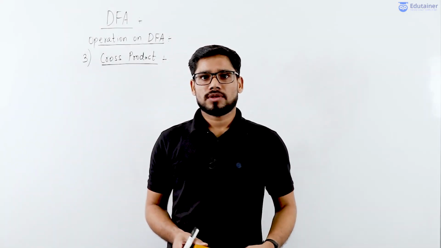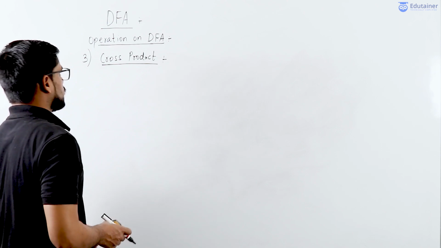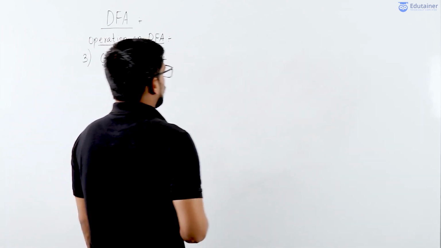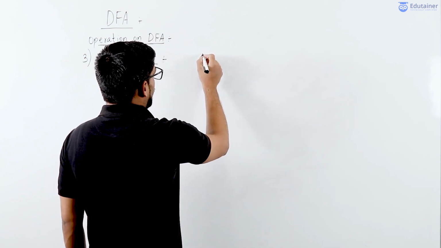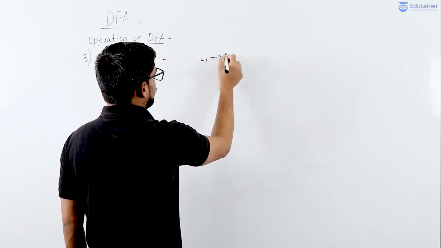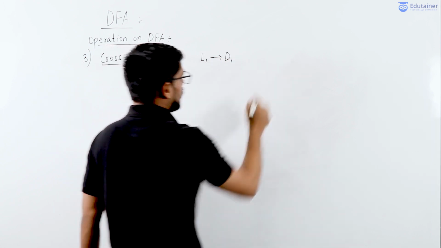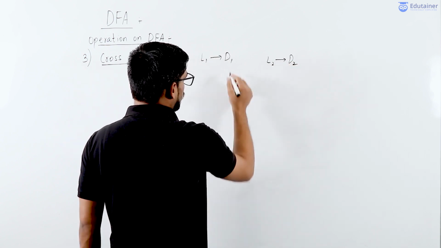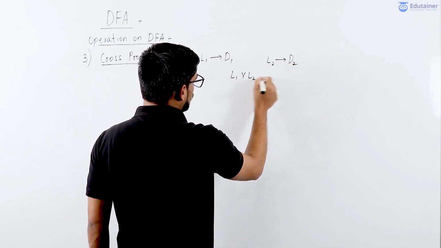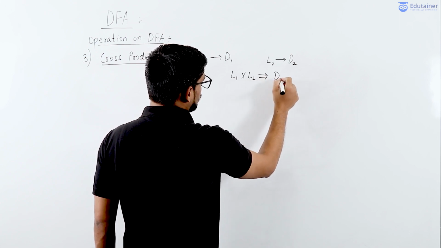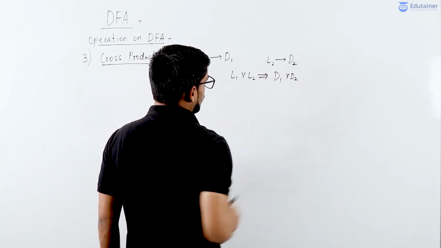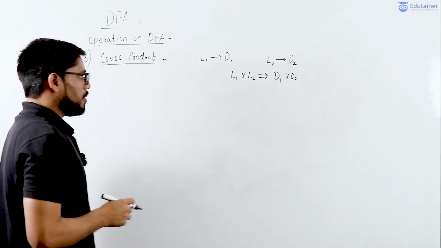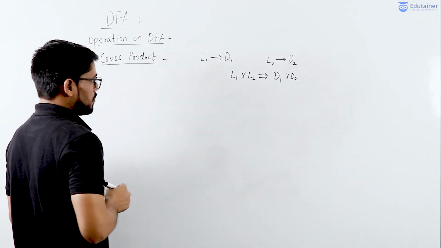Hi everyone. So the next operation is the cross product operation. In the cross product operation, let us suppose we have two languages: L1, which has D1 as a DFA, and language L2, which has D2 as a DFA. If I take the cross product L1 cross L2, then we get D1 cross D2 as the resultant DFA. Okay, so what I mean to say, let us take an example.